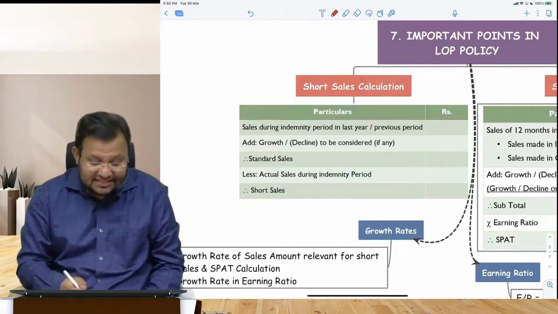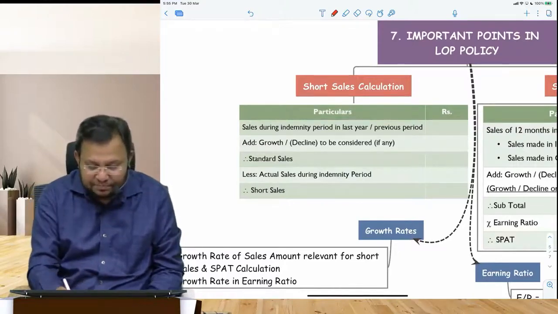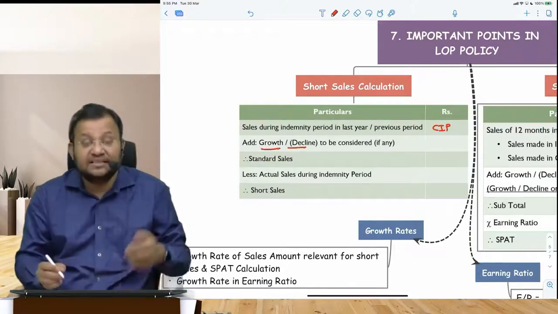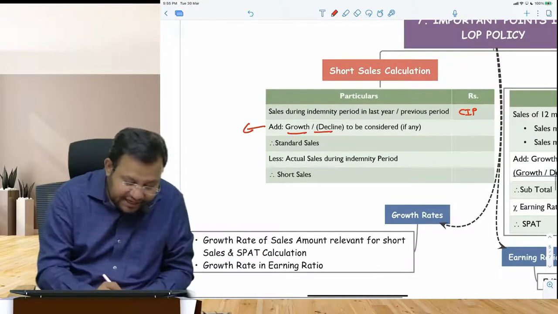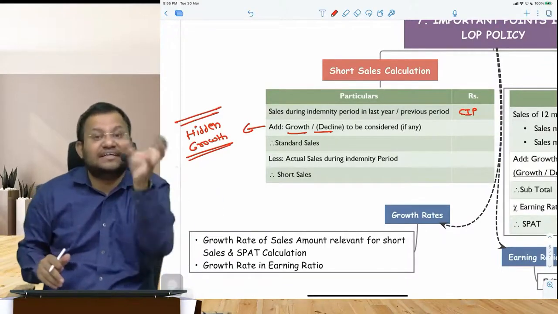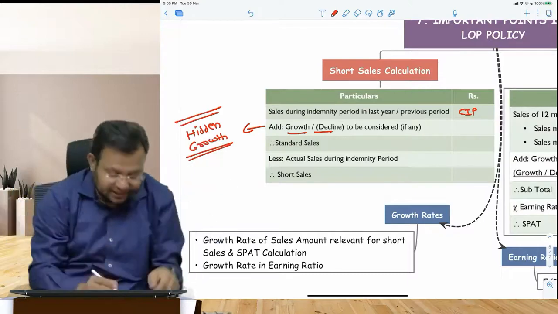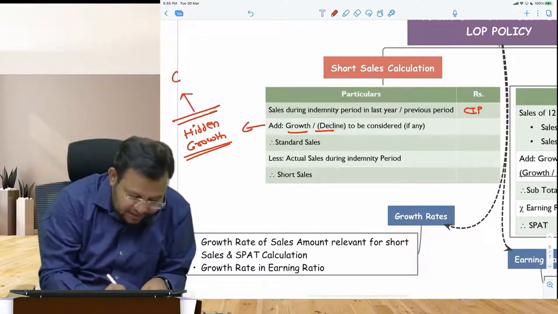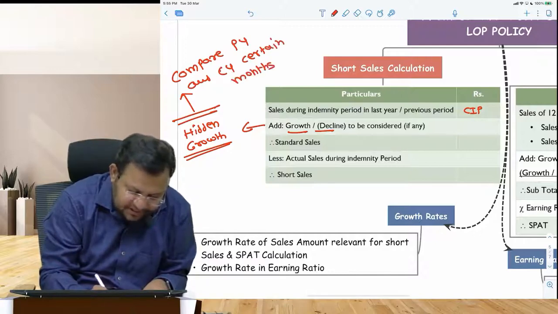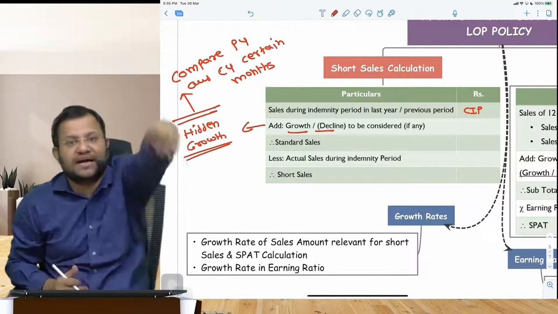Short sales is sales during indemnity period in the last year or a previous year. This is corresponding indemnity period, but to that we should add growth or decline. Sometimes you should be very careful about hidden growth. Question does not give you growth rate specifically. You have to calculate growth rate from the data of previous year and current year. So hidden growth is compare previous year and current year, certain months. So by comparing certain months or certain periods, like fire took place in 4th month of the current year.